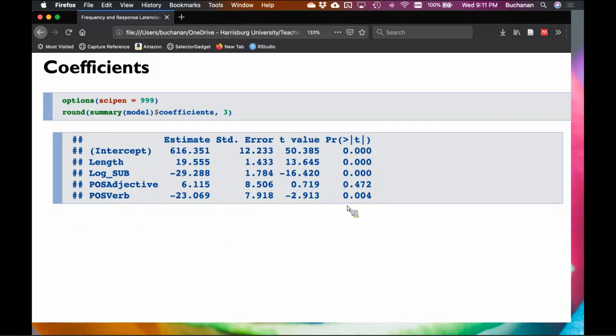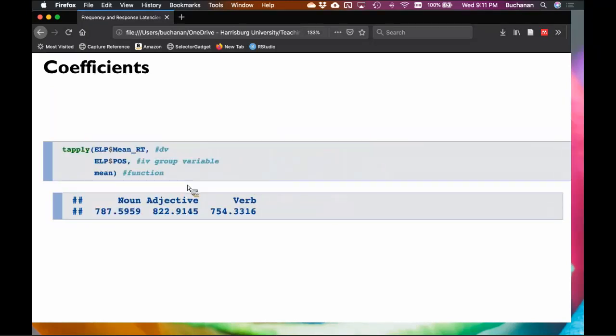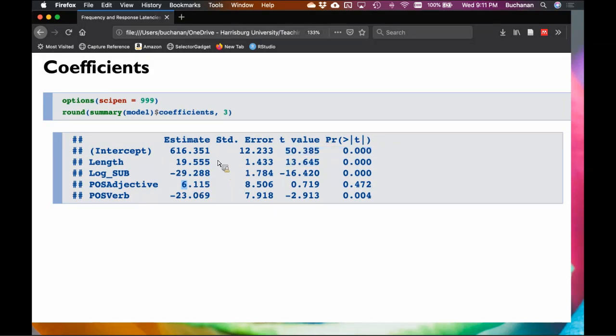So I can print those out in this cute little coefficients table, and I just rounded it so it wouldn't print 37 decimals that I didn't need. What I'm interpreting here is the estimate. For length, for every extra character or letter, we have 20 extra milliseconds. For every one log unit increase in frequency, we decrease our response latency by 30 milliseconds. That's quite a lot, if we kind of undo that.